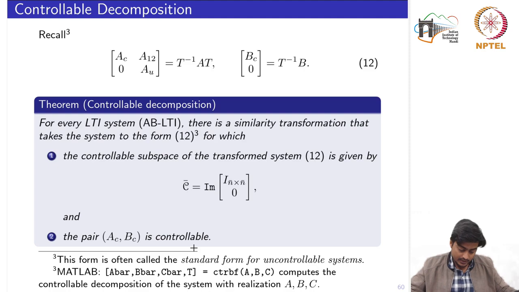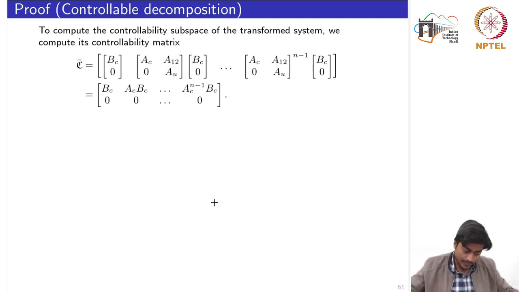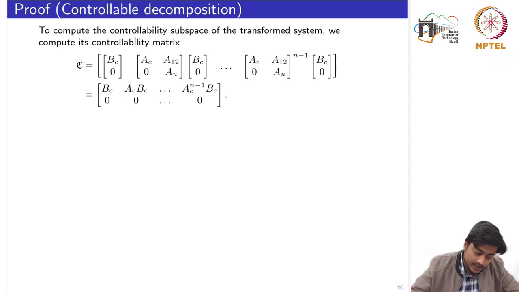Okay, so next we'll see the proof of this one, that how the rank of this controllability matrix, or let's say the dimension of this subspace, is equal to n bar. So to compute the controllability subspace of the transformed system, we compute its controllability matrix, which is the C bar. Now here I have written it out by opening all these A bar, B bar matrices.